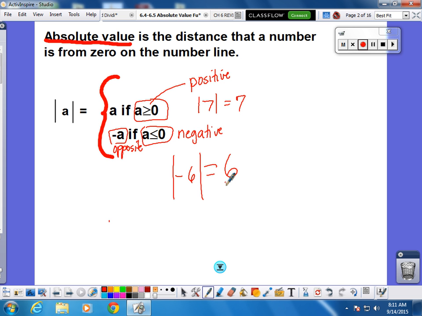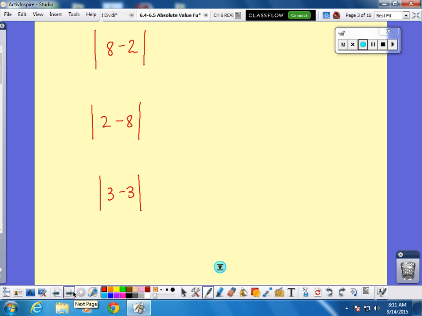So both of these are just making sure that you get a positive number for the answer. Absolute value is distance. It is always positive because it's talking about the distance of numbers from 0 on the number line. But this is the algebraic definition of absolute value. Alright, really quickly, let's look at some problems like this.